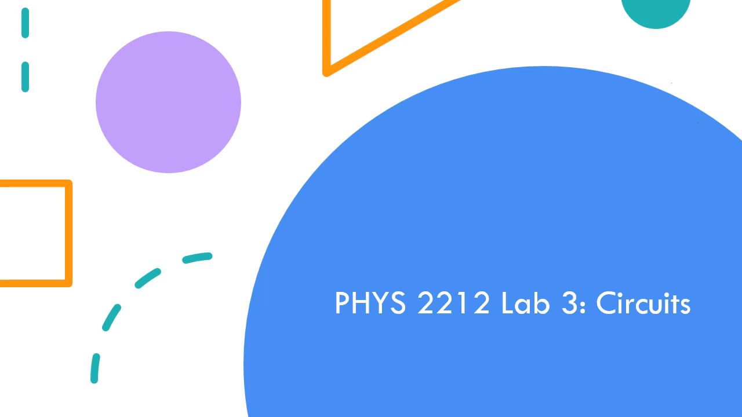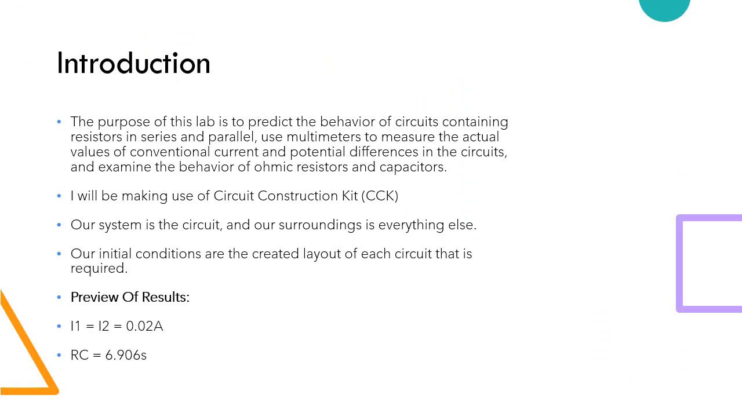Hello, Physics 2212, Lab 3, Circuits. The purpose of this lab is to predict the behavior of circuits containing resistors in series and parallel, using multimeters to measure the actual values of conventional current and potential differences in the circuits, and examine the behavior of ohmic resistors and capacitors. I will be making use of the Circuit Construction Kit (CCK) online simulation.